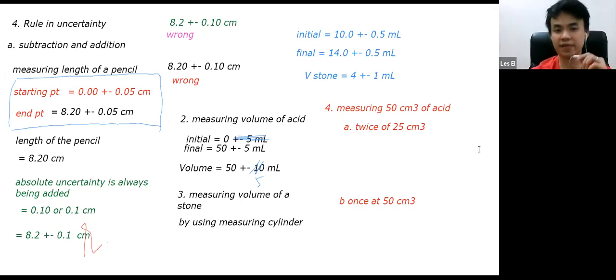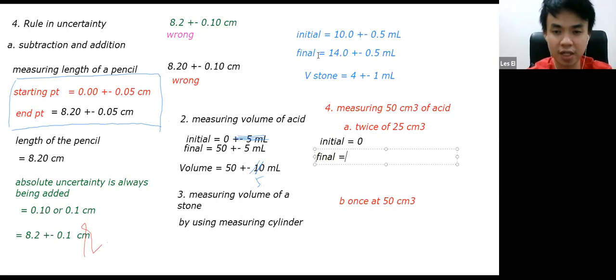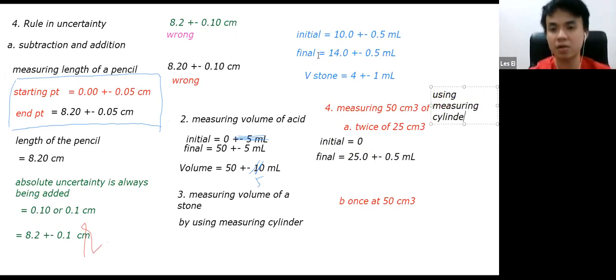You measure the first 25 centimeter cube. Let's say you are very sure that at first it's totally dry. Then you can start with the initial as 0, for instance. And then the final, you have 25.0, let's say using a measuring cylinder. So this is your first 25, right? Anyone don't understand?